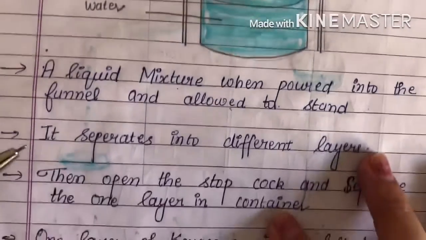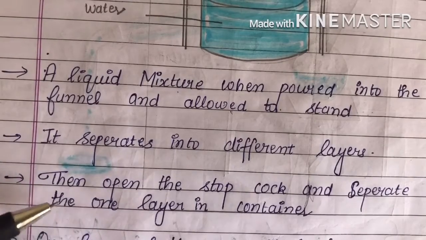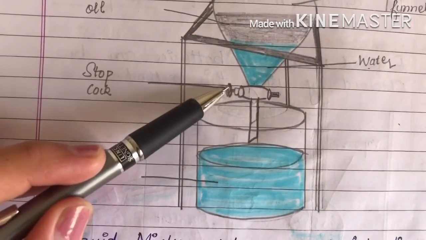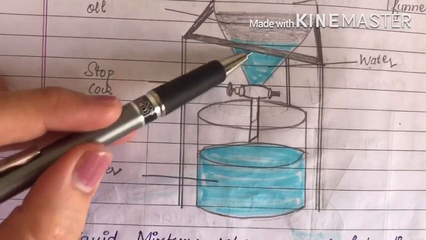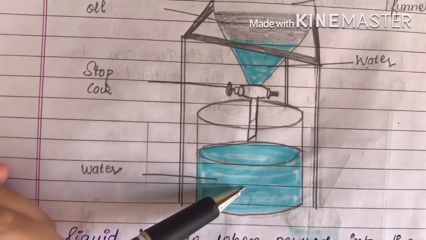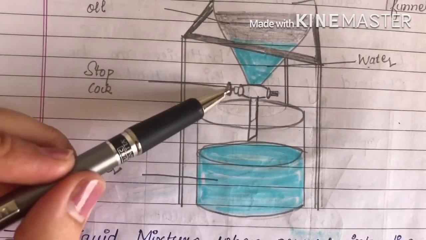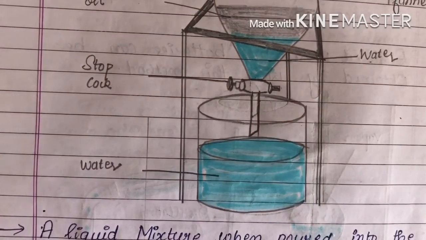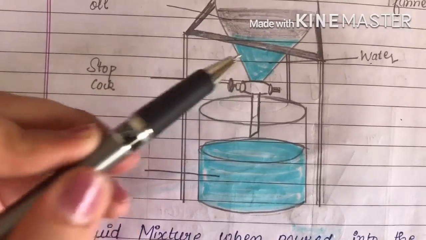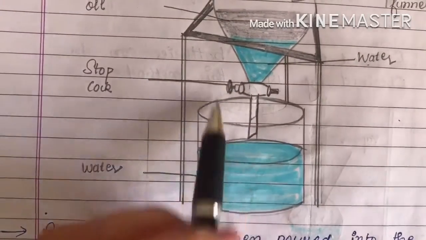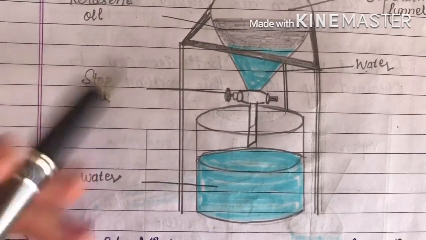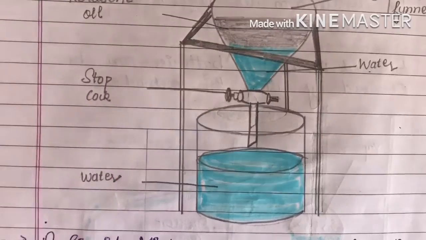Then open the stopcock and separate one layer into the container. Here this is the stopcock. We have to open this stopcock. Then the water falls down and we collect that water with the help of this container. Then we close the stopcock. Then what will happen? Only kerosene is left in the separating funnel. Then we take another beaker and collect the kerosene oil in that beaker by opening this stopcock.